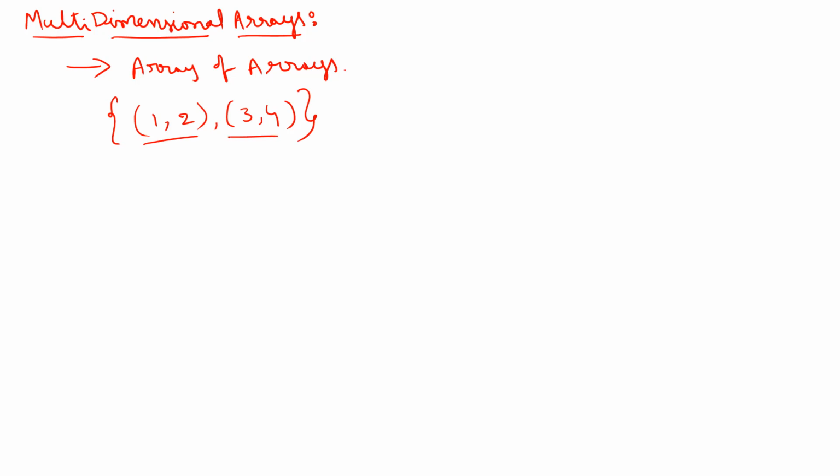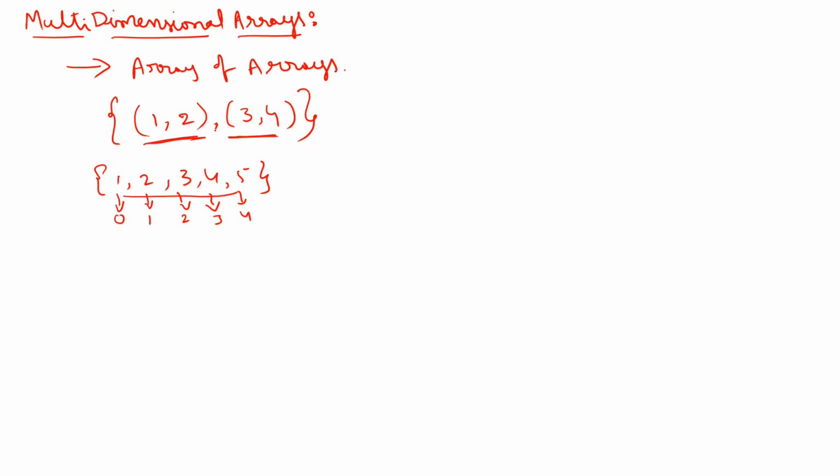Normally, in a single array, let's say I have a single array like this: 1, 2, 3, 4, 5. In this single array, the indexing goes from 0. That means the index for 1 is 0, the index for 2 is 1, the index for 3 is 2, the index for 4 is 3, the index for 5 is 4. How does the index go in a multi-dimensional array?